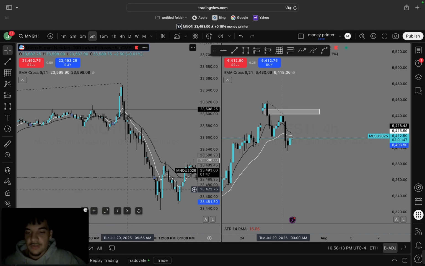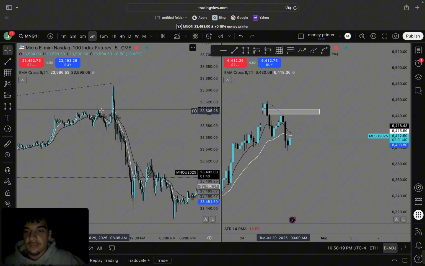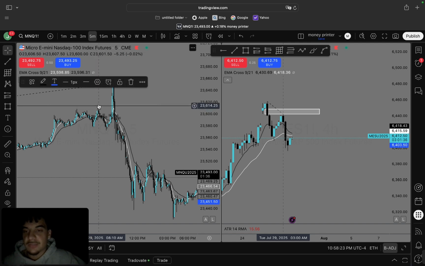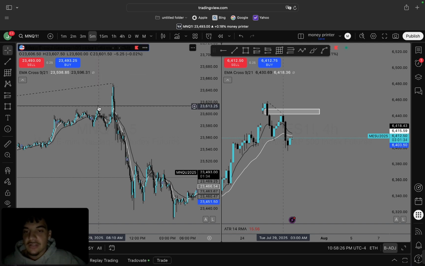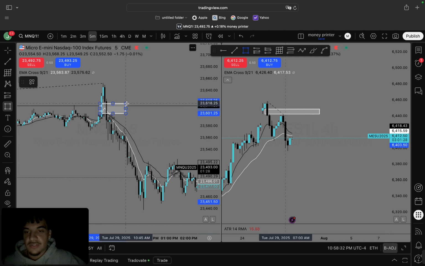I'll make this smaller. So you can see right at 9:40 we manipulate to take out this high actually here. So you can see we manipulate to take out this pre-market high at 8 o'clock. You can see at 8 o'clock we make this high. We manipulate to take out this pre-market high. And you can see we inverse to the downside this bullish fair value gap.